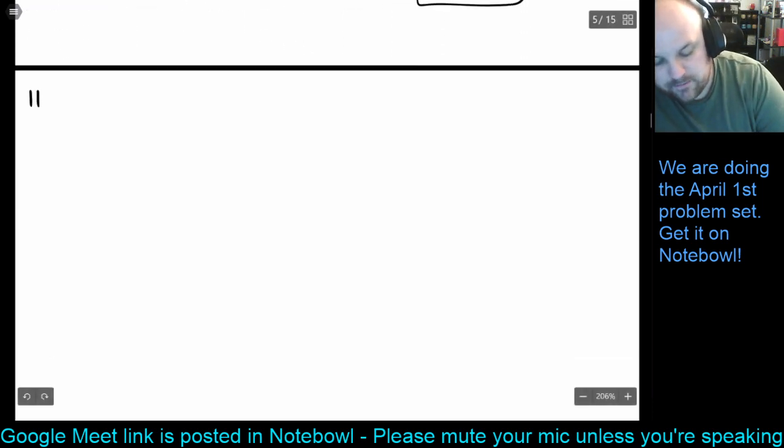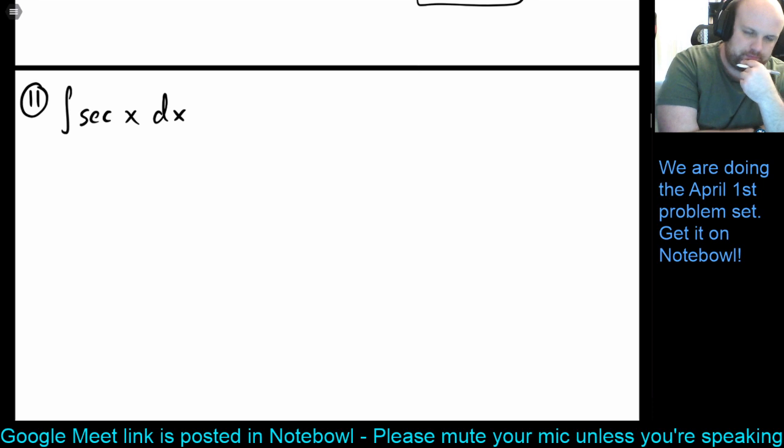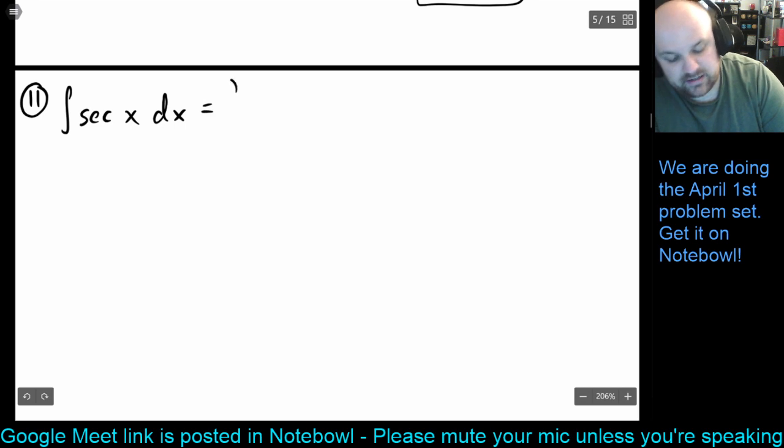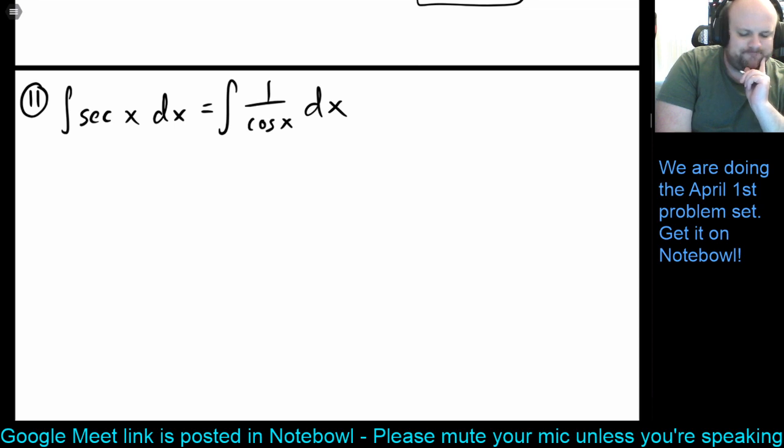This is number 11. Integral of secant of x dx. Now this one's a bit weird. Because, okay, secant is 1 over cosine. But even if we do this, there's not really a way to deal with this, right? This still doesn't get us anywhere, which is a bit unfortunate. But it's fine, because we're actually going to use a weird trick on this one.